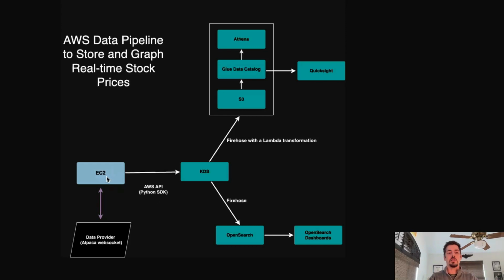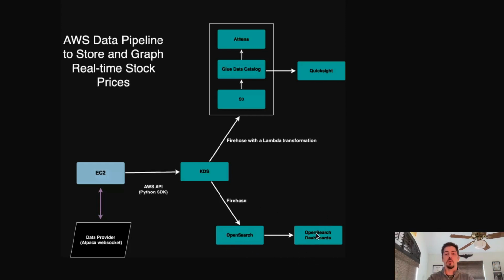So from left to right, the entire architecture: we're going to make a WebSocket connection to a data provider on an EC2. We're going to send that data from the EC2 into a Kinesis data stream using some Python code, and that data stream is going to have two Firehose consumers that are going to store the data into S3 and OpenSearch. One Firehose will store it into S3, and then we'll graph it and query it with Quicksight and Athena. And then another Firehose will store it into an OpenSearch domain, which is another name for a cluster.